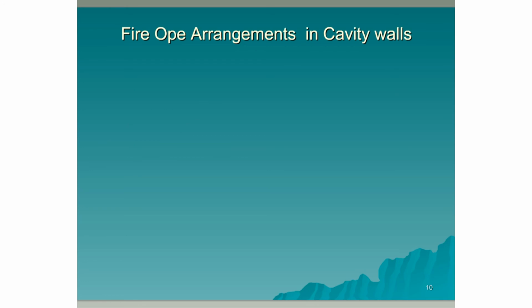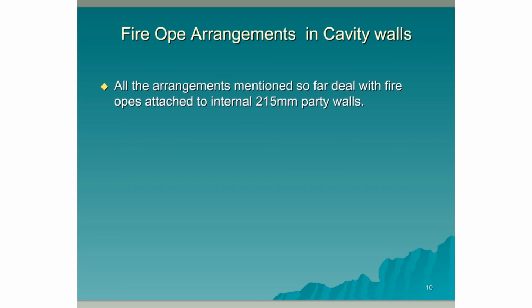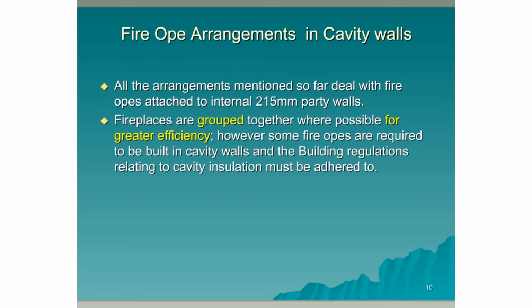Fireplace arrangements in cavity walls. All the arrangements mentioned so far deal with fireplaces attached to internal 215mm party walls. Fireplaces are grouped together where possible for greater efficiency. However, some fireplaces are required to be built in cavity walls, and the building regulations relating to cavity wall insulation must be adhered to.